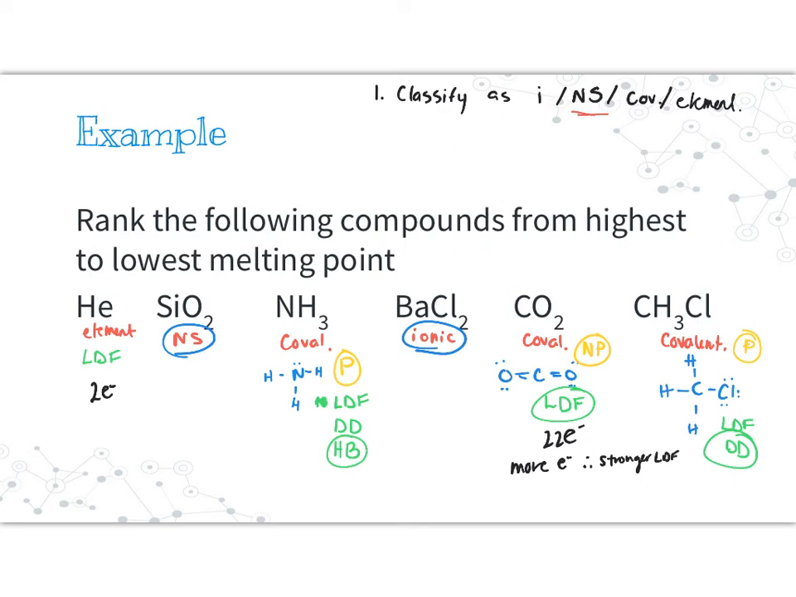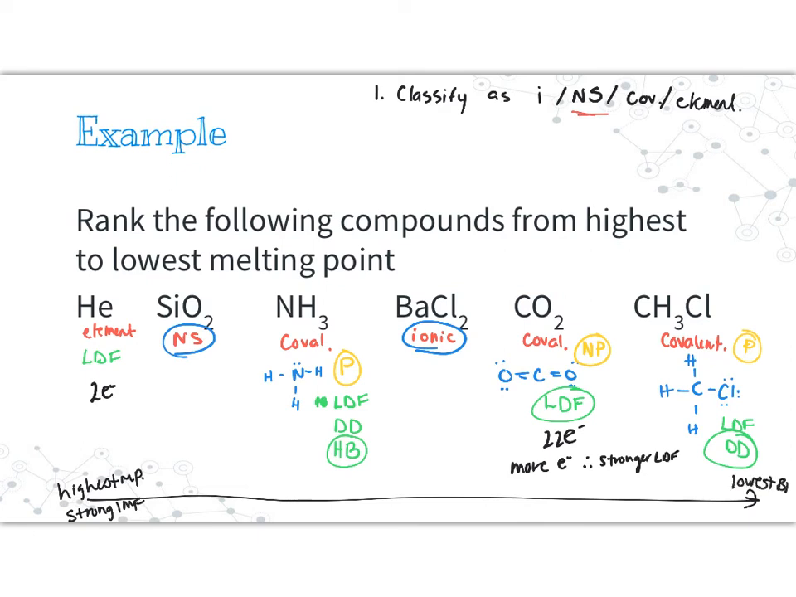Okay, highest melting point to lowest melting point. So highest melting point means it takes lots of energy to separate. Therefore, they have strong intermolecular forces. And the lowest melting point has the weakest intermolecular forces.